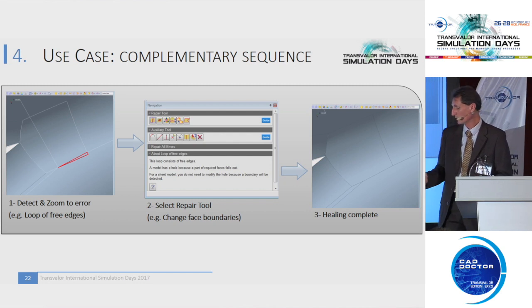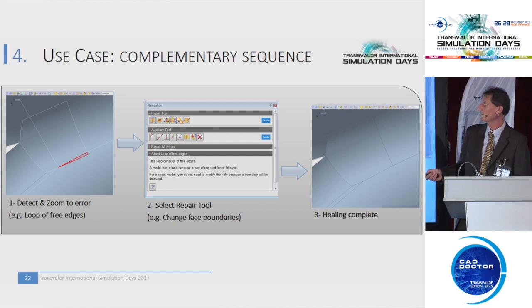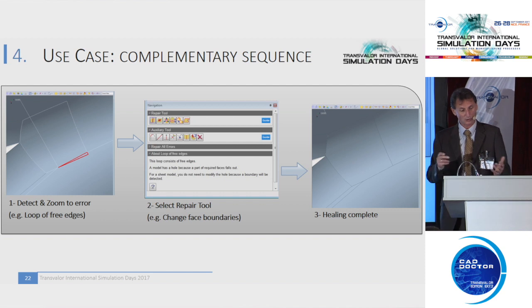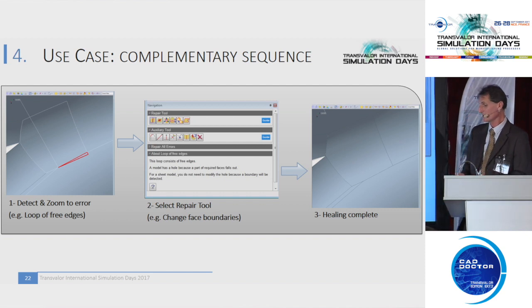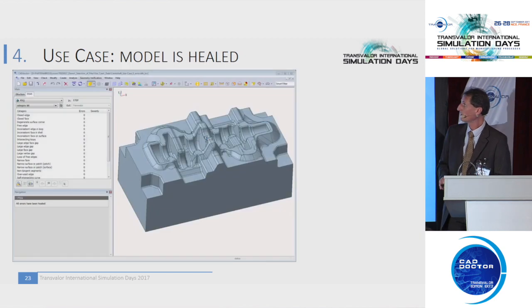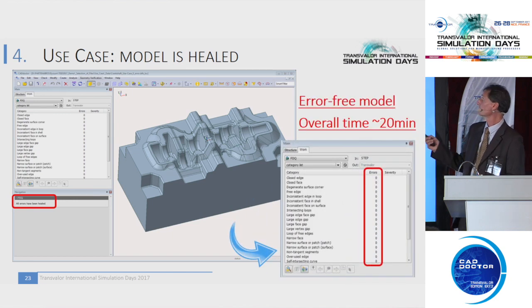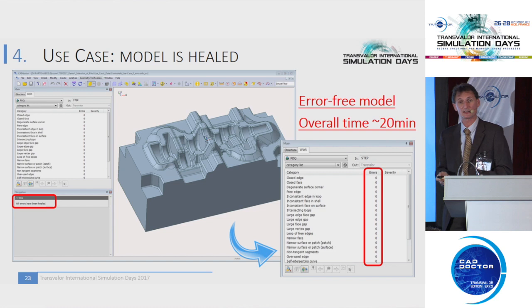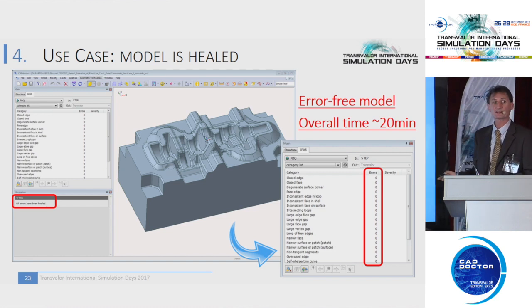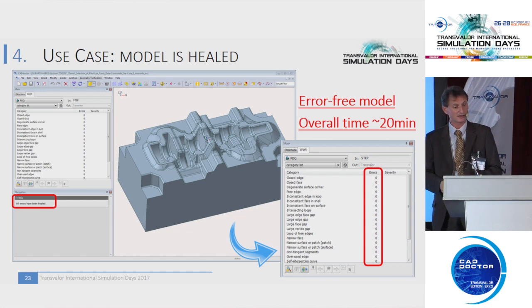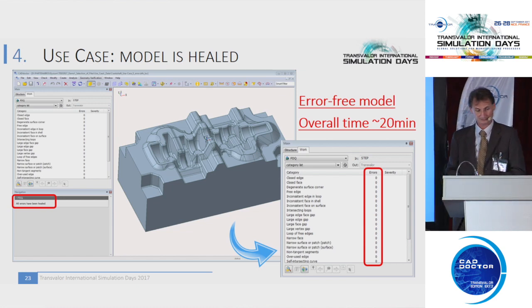And this is also the case for the loop of free edges, so another typical type of error. You can choose here in the repair tool list the one which will effectively clean up the geometry. So after completing all of that, and this is the real time that we spent, after approximately 20 minutes, we get to a 100% clean model without any kind of errors.